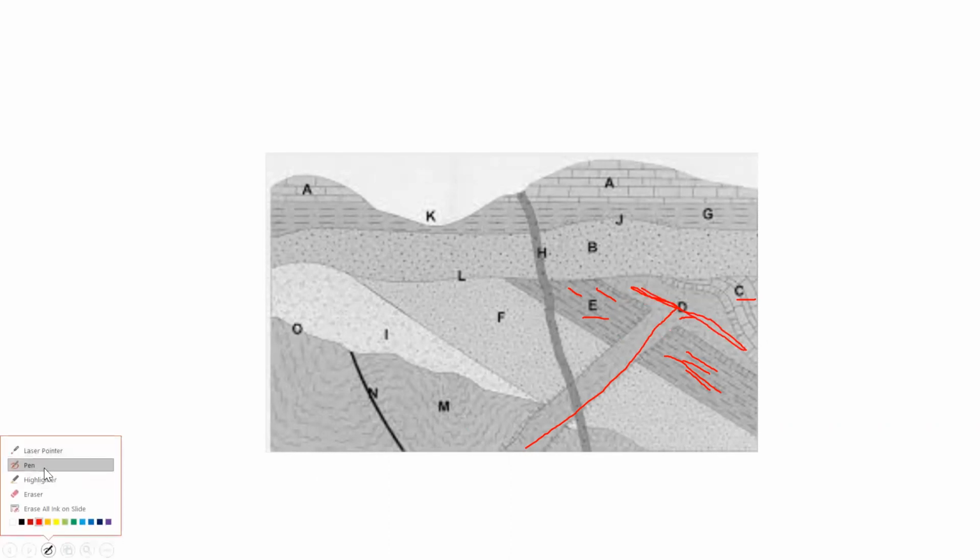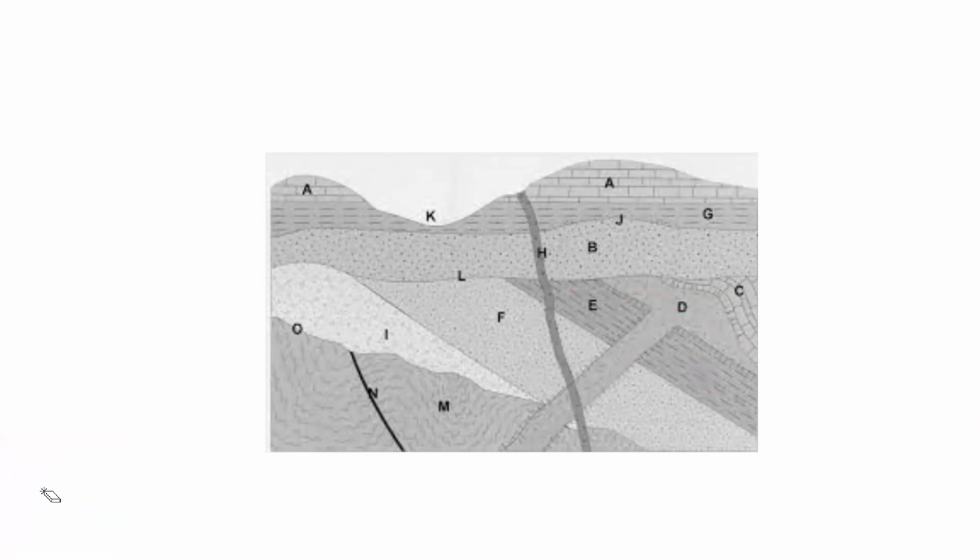Let me erase all this ink. The lines going in random directions, it's hard to see in this image, but they're going in random directions, suggests that this is a crystalline rock. So it's either igneous or metamorphic.